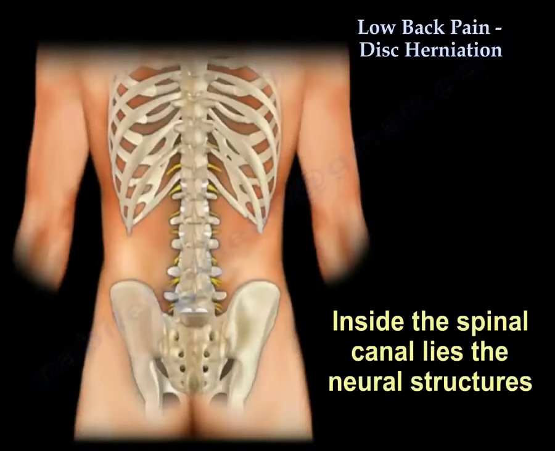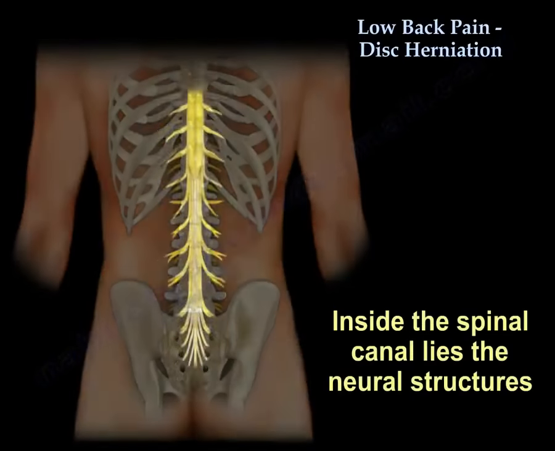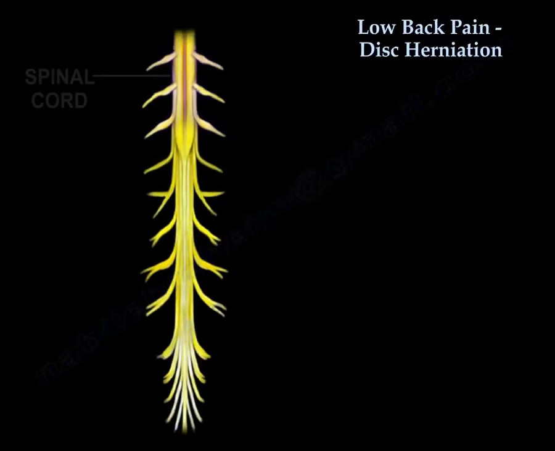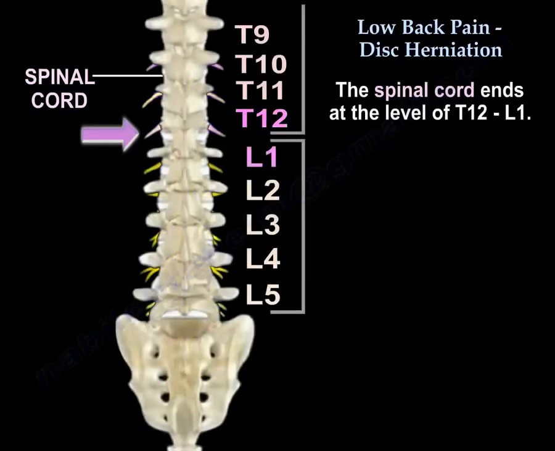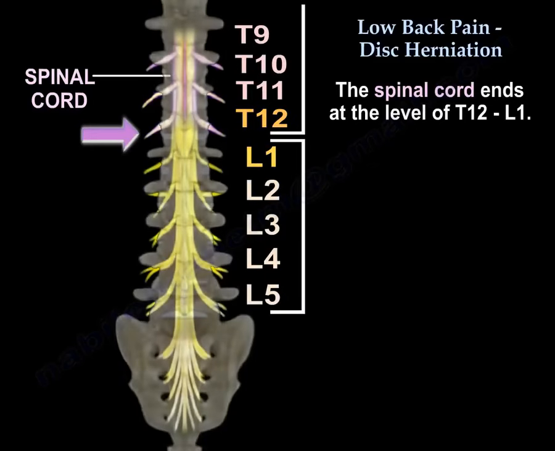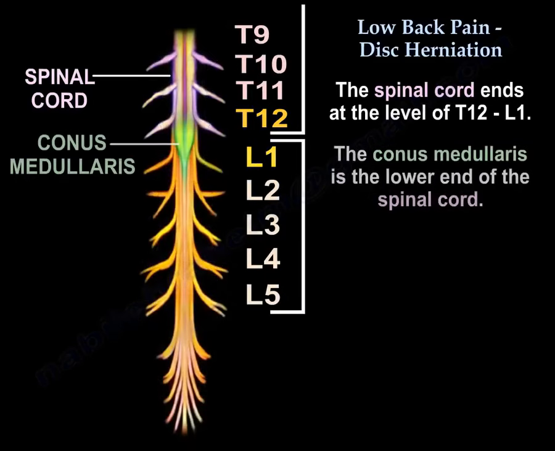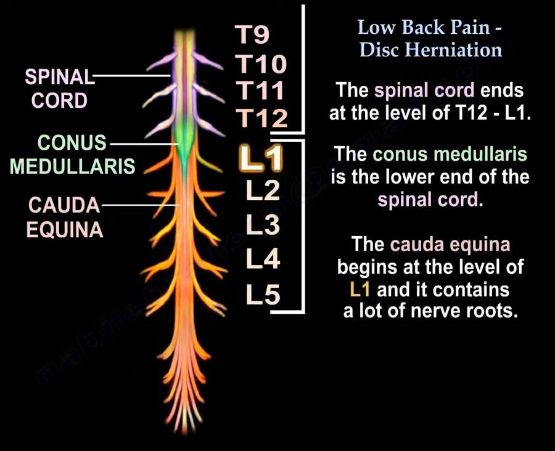Inside the spinal canal lie the neural structures. You find the spinal cord, which ends at the level of T12-L1. The conus medullaris is the lower end of the spinal cord. And the cauda equina, which begins at the level of L1, contains a lot of nerve roots.